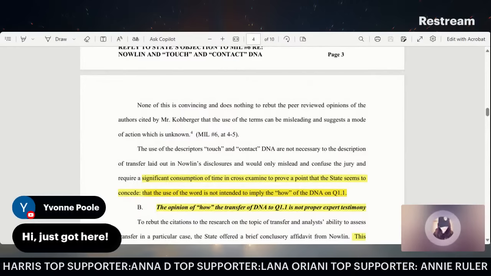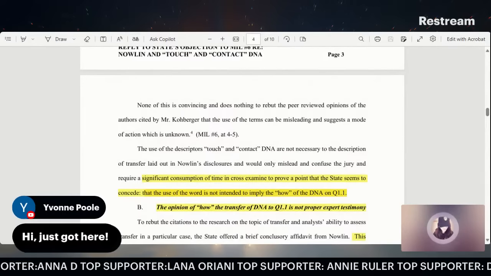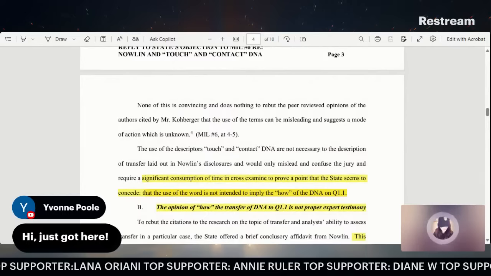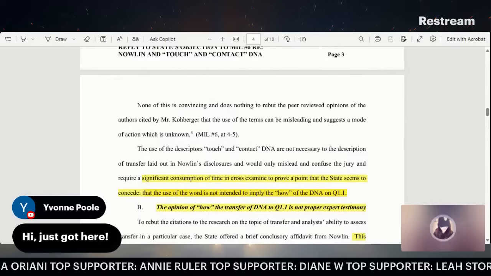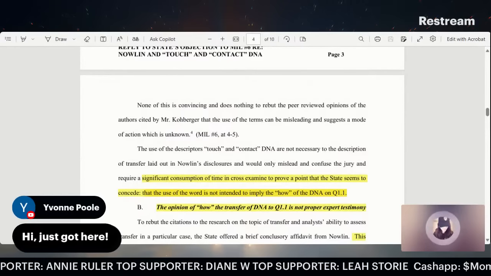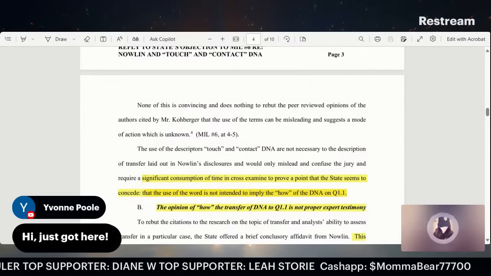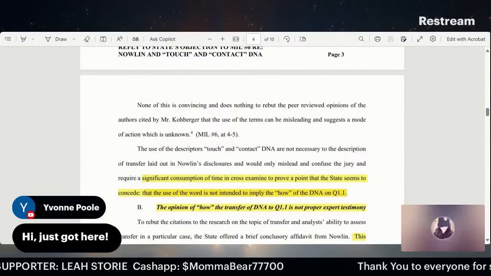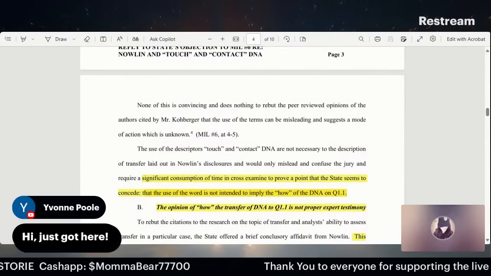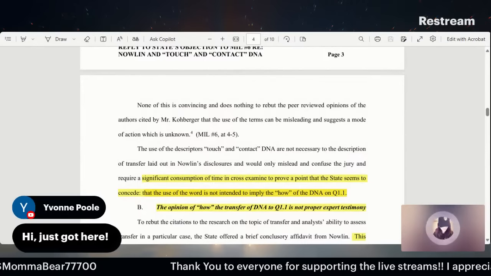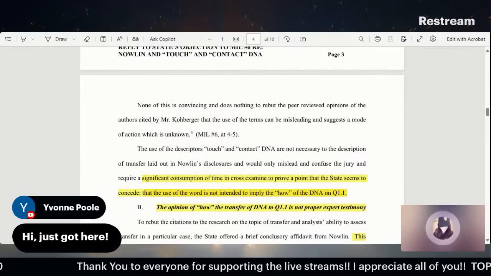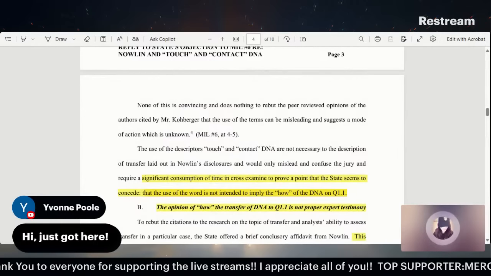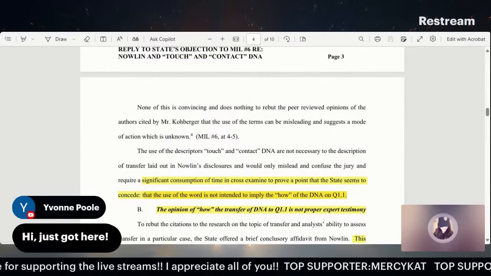If I didn't get that correct and didn't interpret that correctly, as I've always told you, don't listen to anything I say. Read the documents yourself, come to your own conclusions. I'm just here to read and give my opinion. So, none of this is convincing, and she could have done all of this without using the word.